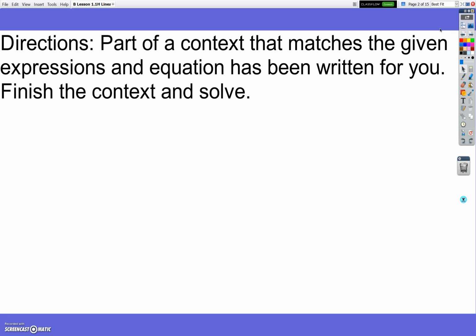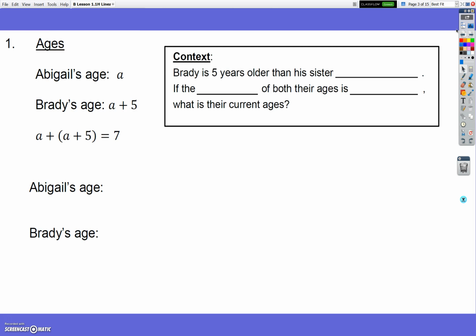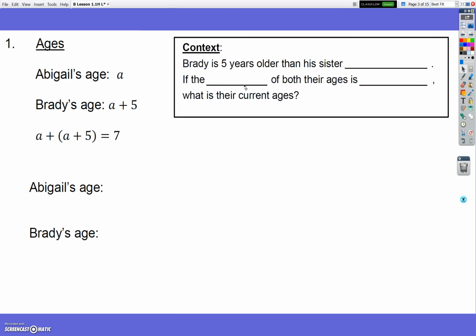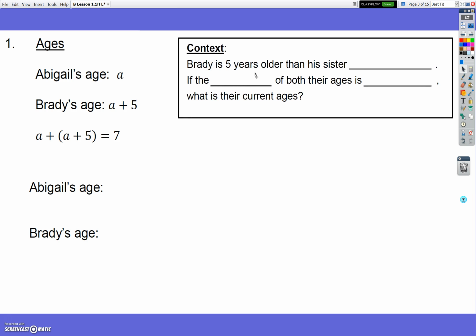So it says directions. Part of the context that matches the given expression and equation has been written for you. Finish the context and solve. Usually we're just going to give you this part, and it's going to lead you here. So it says Brady is 5 years older than his sister, blank. Looking at Brady's age, it's a plus 5. Abigail's age is a. No matter how old Abigail is, Brady's age is 5 years more than Abigail. So Brady is 5 years older than his sister, Abigail.